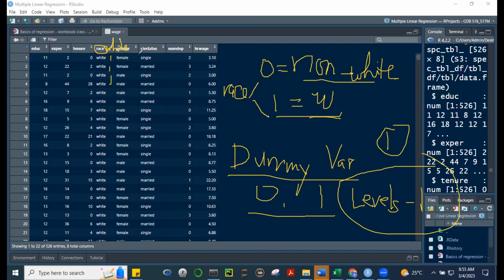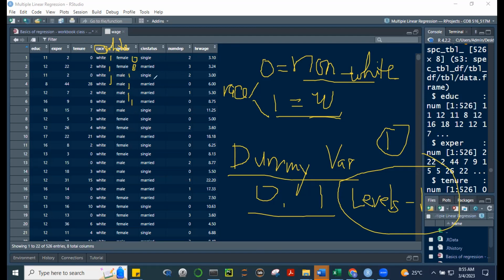Same for gender. You have only female and male. Again, R automatically assigns 0 to the level that appears first alphabetically, so female is 0, and male is 1. And R, by default, calls this gender male, because the 1 is male.